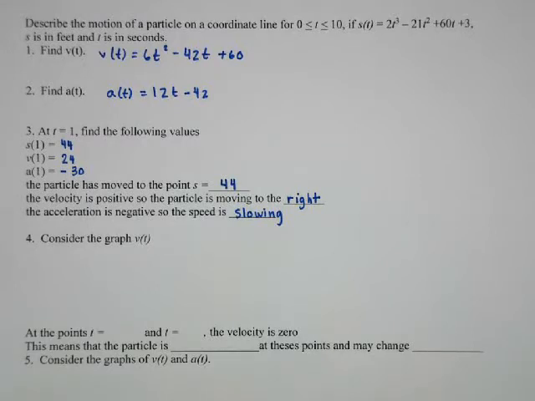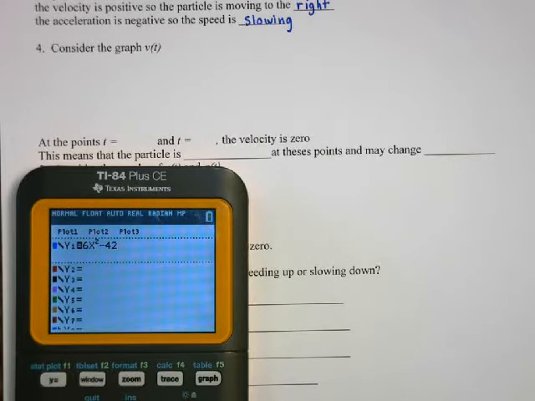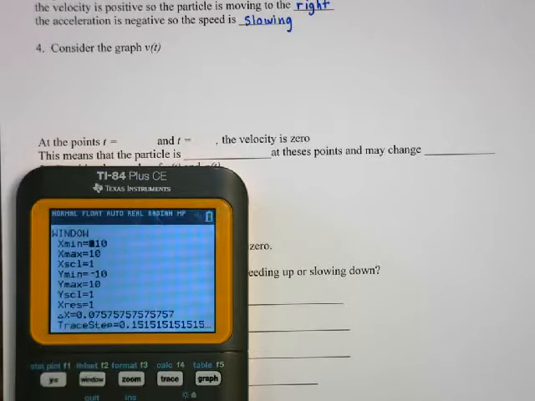Because it's moving to the right, but the acceleration is slowing it down. Okay, so let's graph velocity. We're going to graph the velocity equation: 6x squared minus 42x plus 60. For my window, we just care about from 0 to 10, because those are our t values. For our y values, if I have a y-intercept of 60, that means I need a pretty big window.